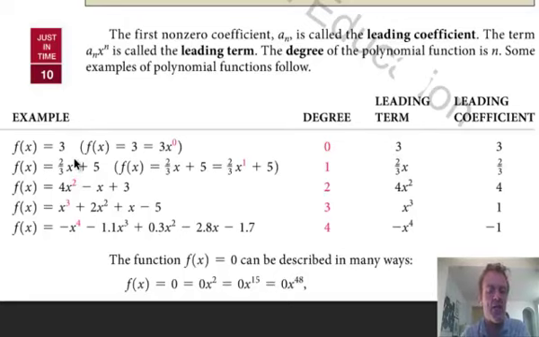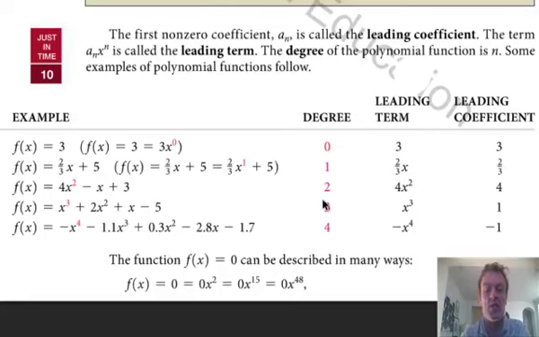Can you see this would have a 1 there, so its degree is 1. Its leading term is 2/3 x, and the leading coefficient is the 2/3. So this looks like it's going to be degree 2. It's an x squared. Degree 2. The leading term is 4x squared. The leading coefficient is the 4.